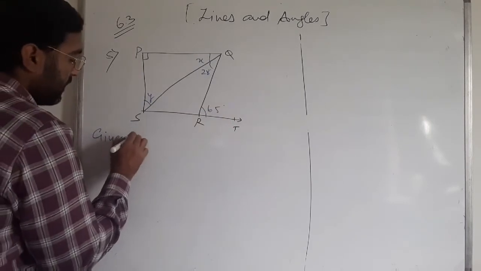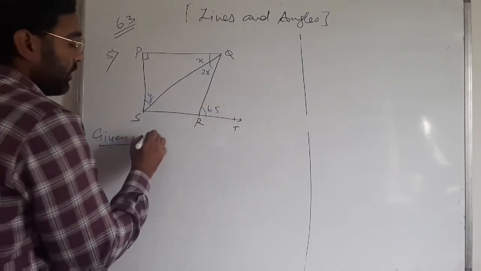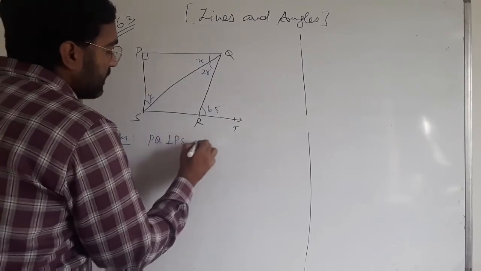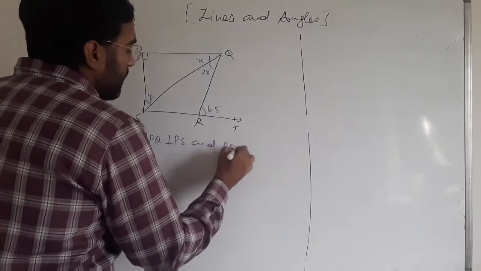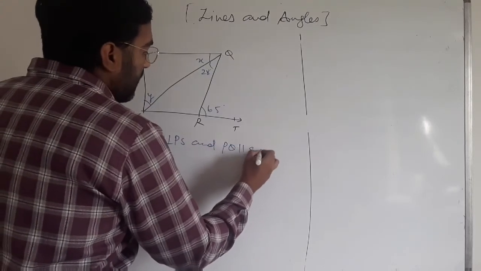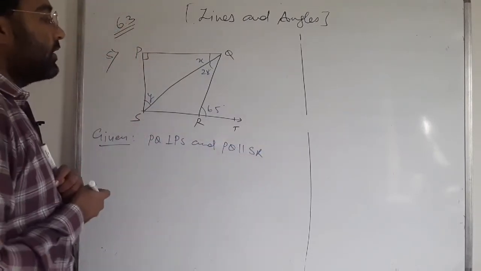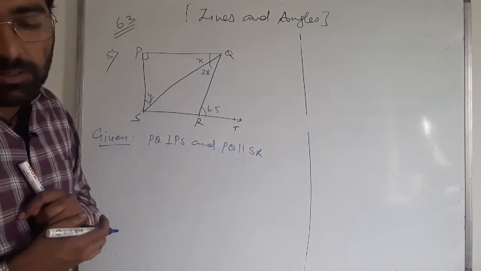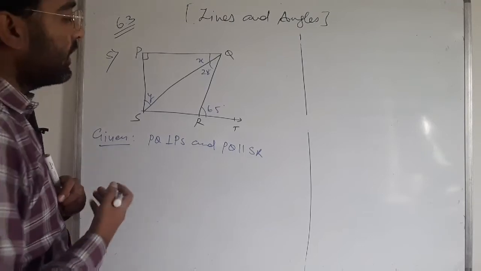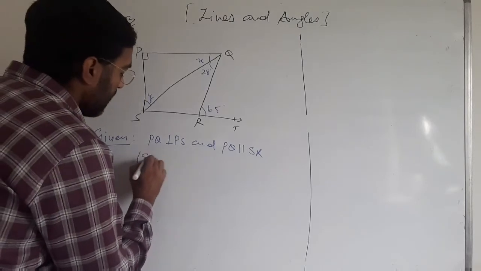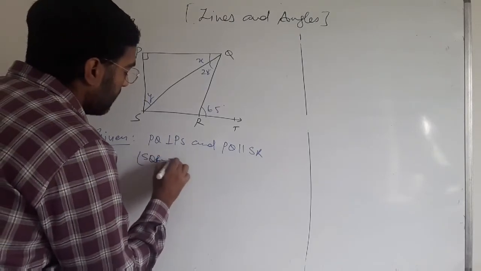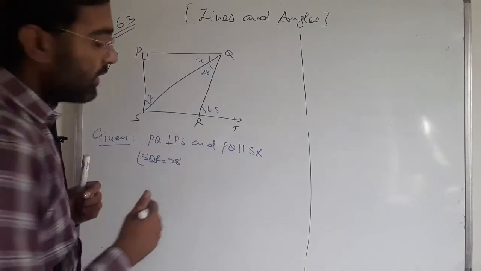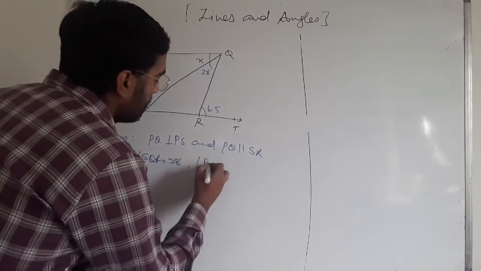Now from the given, PQ is perpendicular to PS and PQ is parallel to SR. Okay, PQ is parallel to SR, and angle SQR is equal to 28 degrees, and angle QRT is equal to 65 degrees.